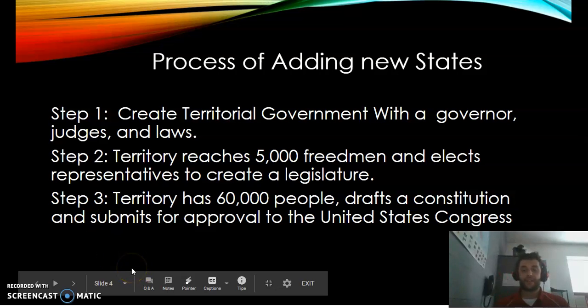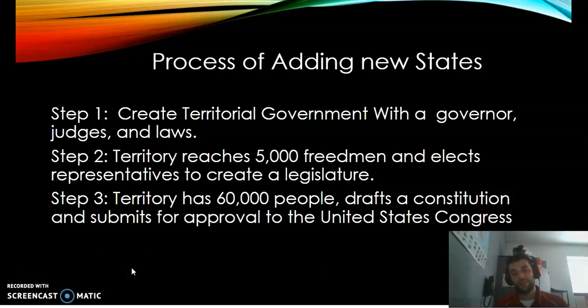But really there's a three-step process to creating a state. And this three-step process is super important and absolutely one of the most important things, if not the most important thing I'm going to tell you about today that you need to know. There are three steps to creating a state. One is to create a territorial government like the Territory of Ohio with a governor, judges, and laws.